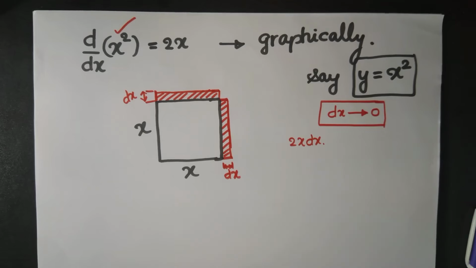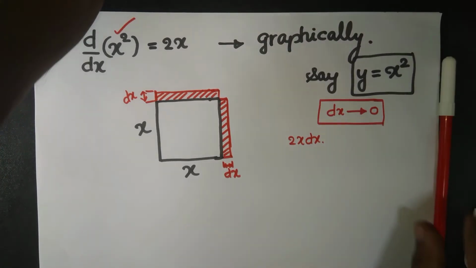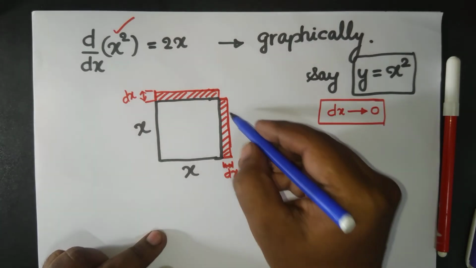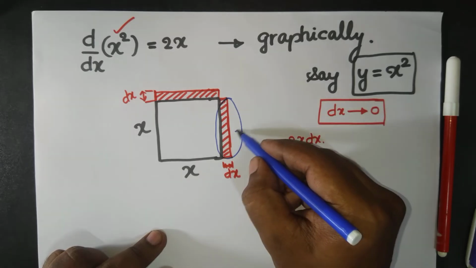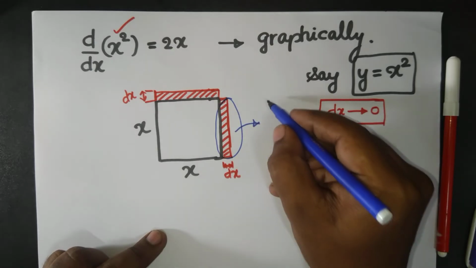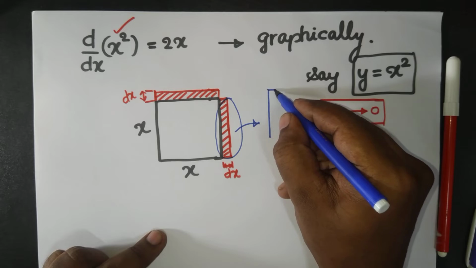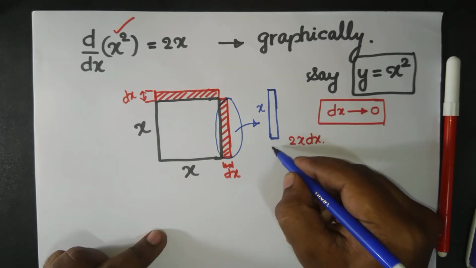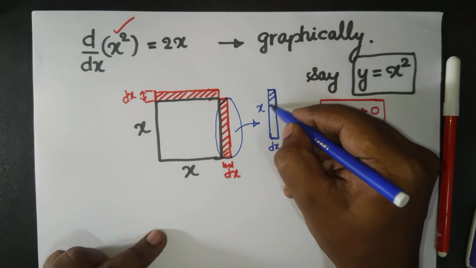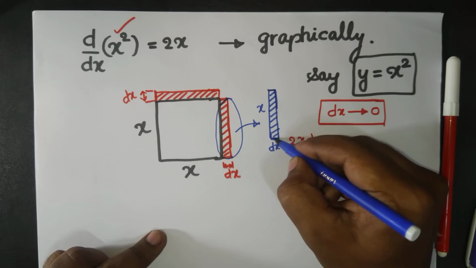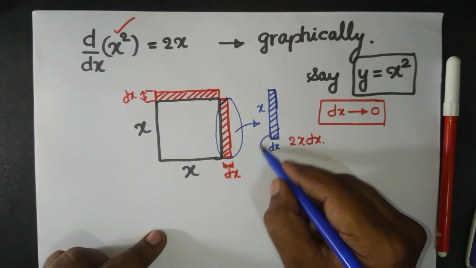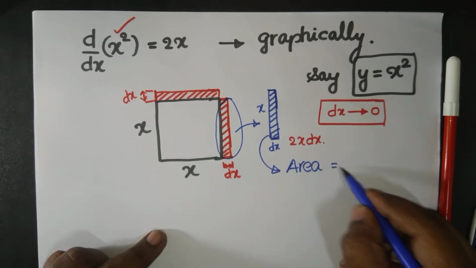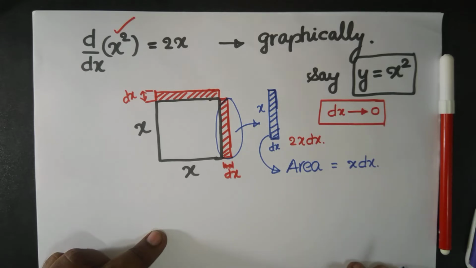How? Let's try to segregate this one. Now what is this portion here? If I take this portion out, now what do I have? I have something like this. So I have a rectangle. Now this side is x and this is dx. Now what must be the area of this rectangle? The area of this rectangle is equal to x times dx.